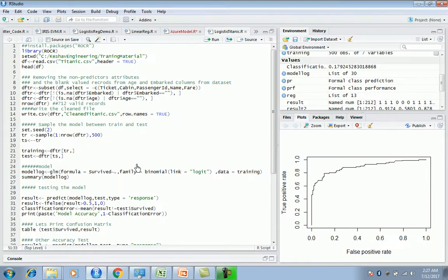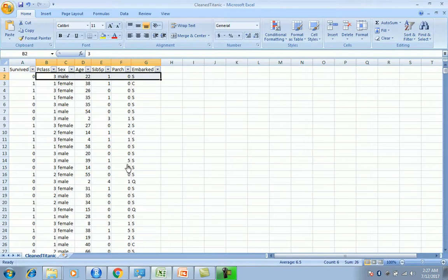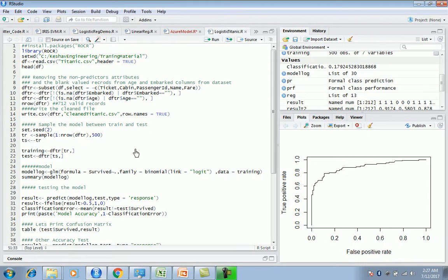Now having said that, we move on and jump onto R and try and build a model out of this data set. I'll go step by step and we will see for this particular data set how well we can build the logistic regression and hence predict the survival. So let's start with putting in some of the data.